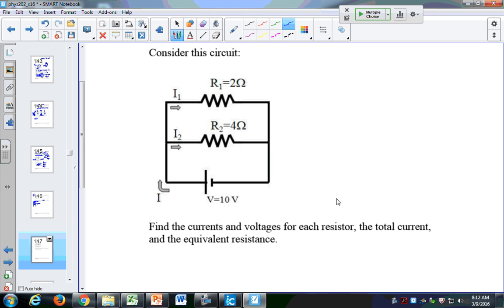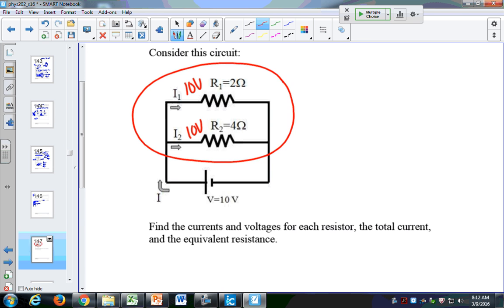All right, so fairly straightforward with parallel circuits. I have 10 volts here and 10 volts here. The voltages across the resistors are always going to be the same as the total voltage, or the source voltage, across this parallel branch. So as we did with capacitors, I have a total of 10 volts across these resistors, so I have 10 volts across each one because they're in parallel.